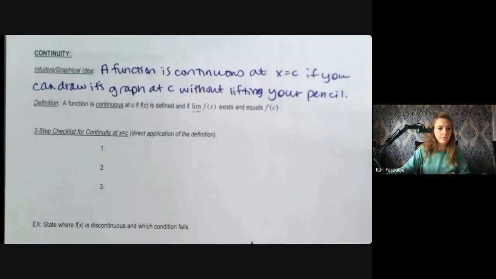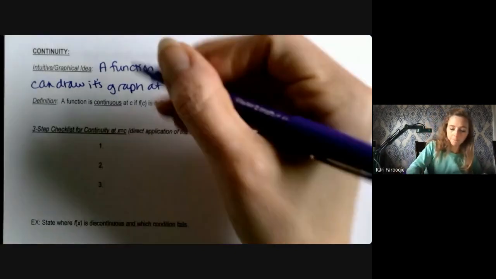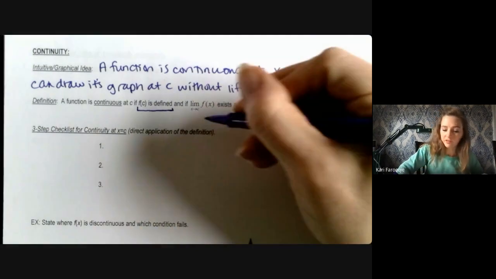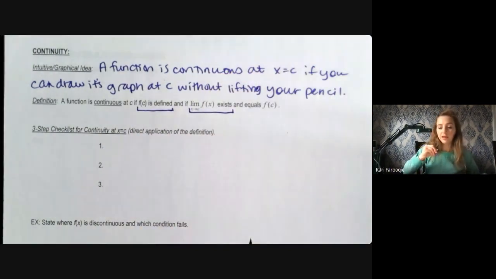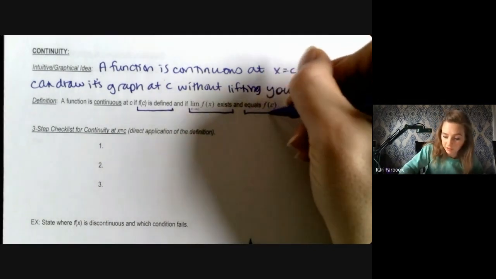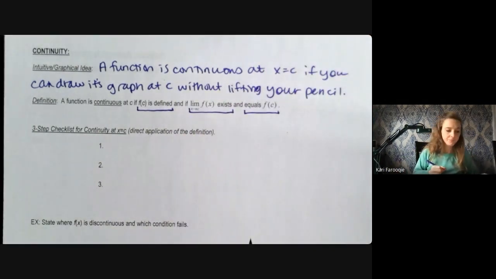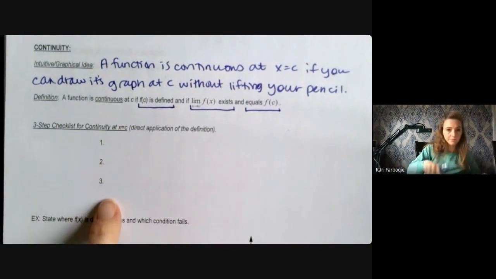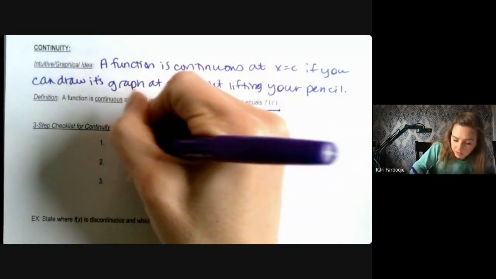Before we get to that, we need to actually talk about the real definition for continuity, the mathematical definition, which I know is very boring for you, but it should be really interesting and exciting. A function is continuous at c if f of c is defined, if the limit as x approaches c of f of x exists, and if that limit equals f of c. So there are 1, 2, 3 conditions for this. We'll write those down. So the first thing is that f of c is defined.